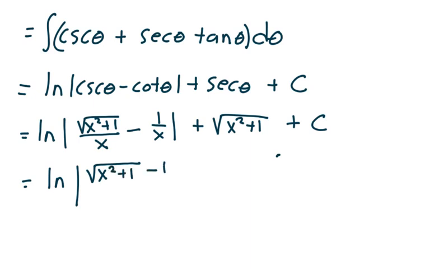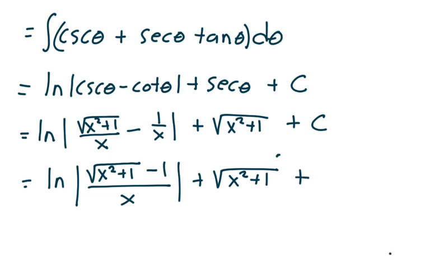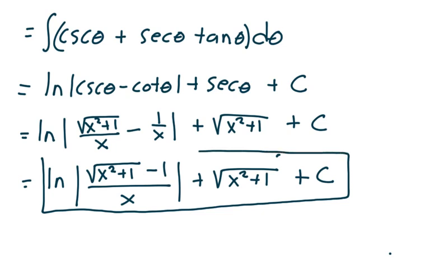I would get a common denominator, and I would write this as the natural log of the square root of x squared plus 1 minus 1 over x plus the square root of x squared plus 1 plus c. I would write it like this because even if you broke apart the natural log, there's nothing that cancels. So I would find this an acceptable solution, but that is going to be instructor dependent. So it's just something you want to keep in mind.